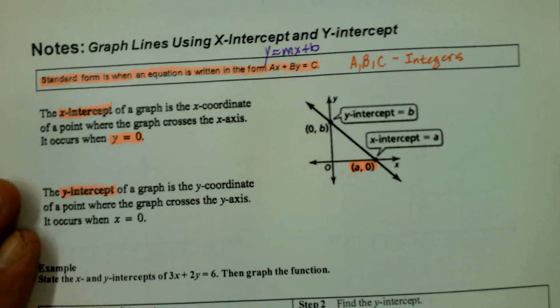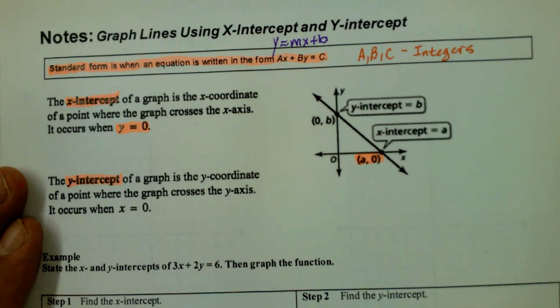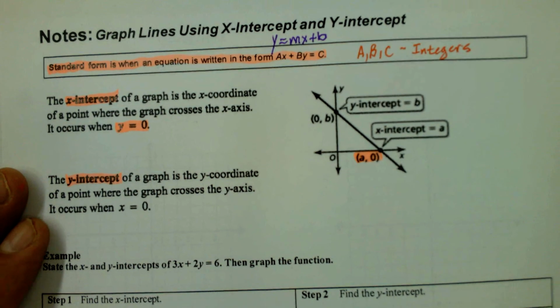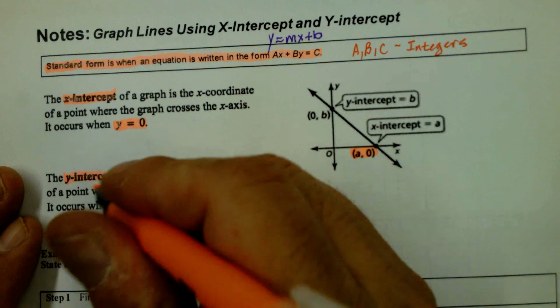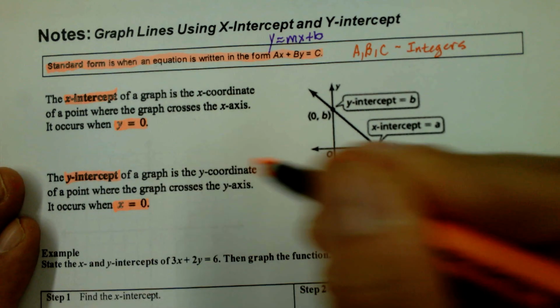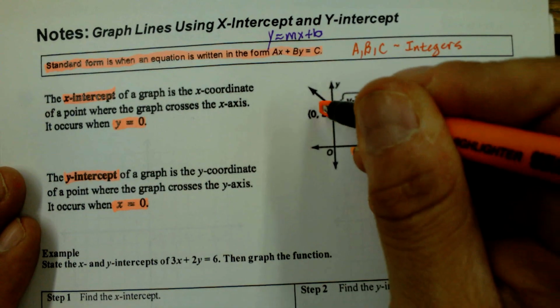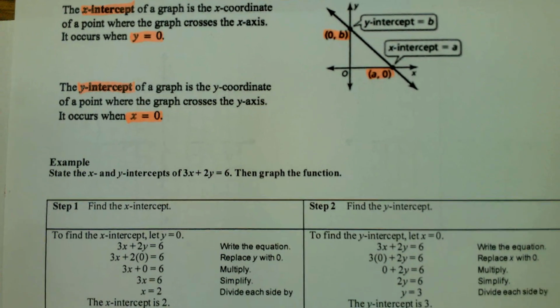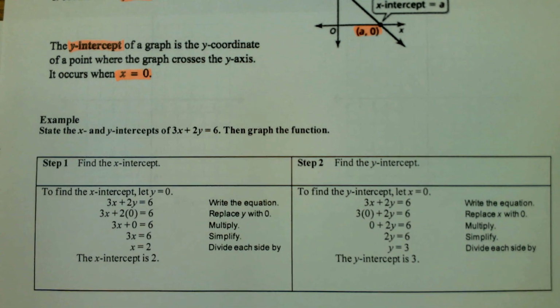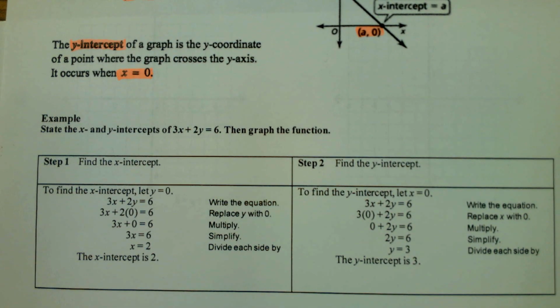And similarly, we've talked about the y-intercept before. That's the point where the graph crosses the y-axis. And the important fact here is x equals 0. And on this line, it happens here. Okay? So we're just going to look over how they graph this, and all you really need to know is how to solve a simple equation.